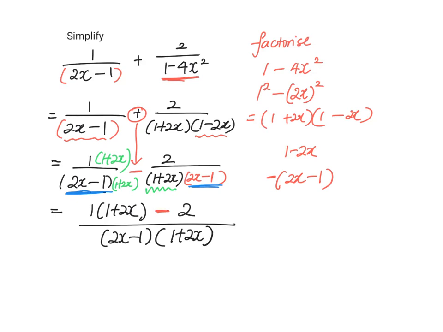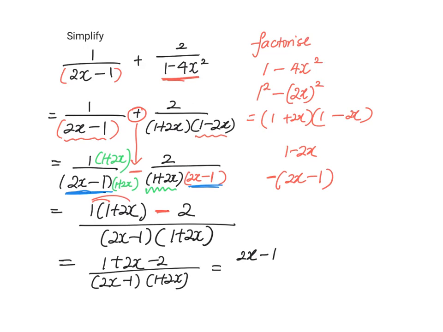So in this case, I need to expand and simplify. So I have 1 plus 2x minus 2. Simplifying, I'll get 2x minus 1, 2x minus 1 appear, and then a 1 plus 2x, and then a 2x minus 1. Now we notice that there is a 2x minus 1 which is in common.